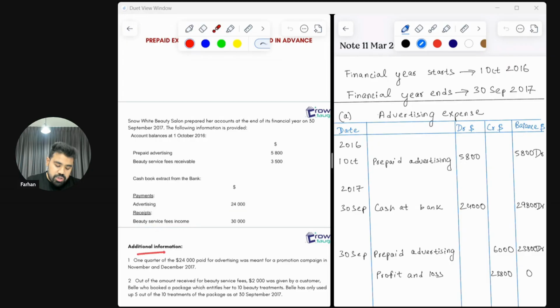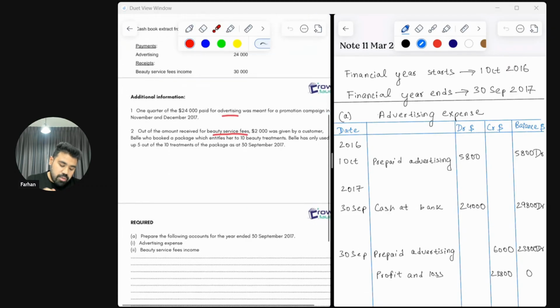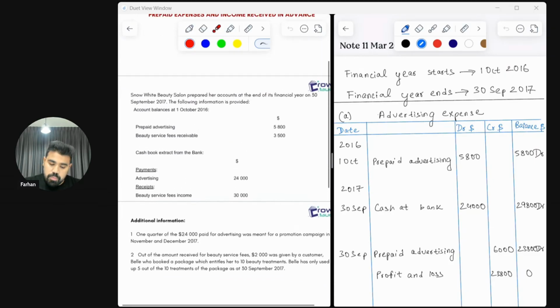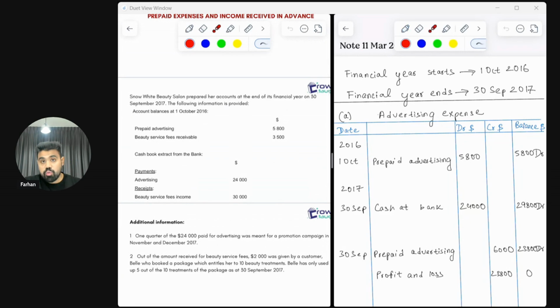Here we have some additional information with regards to some adjustments for advertising and beauty service fees. The requirement in the question is to first prepare the accounts for advertising expense and then the beauty service fees income. So let's look into the workings on the right hand side as well. We understand that we're working with a business where the financial year starts on 1 October 2016 and ends on 30 September 2017, and we have first been asked to prepare the advertising expense account.